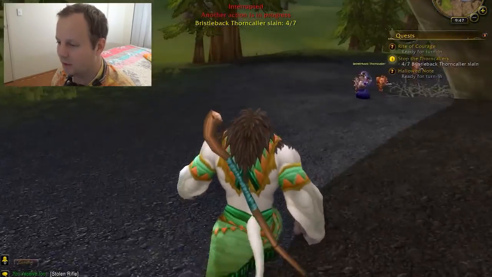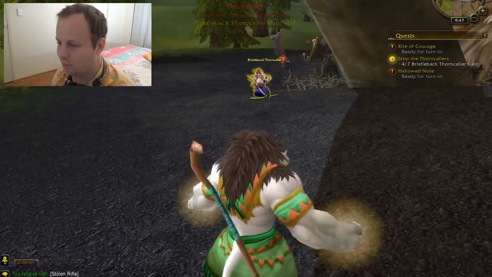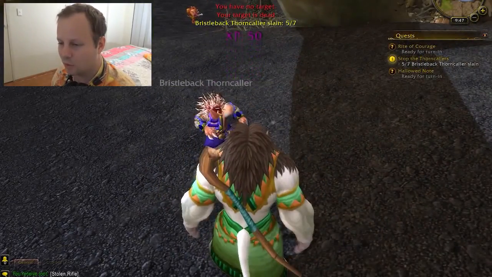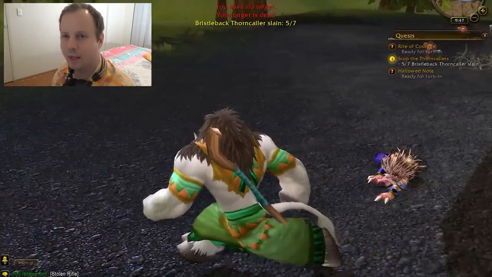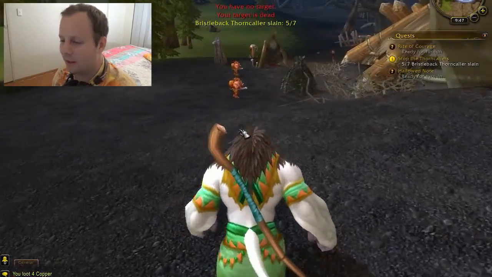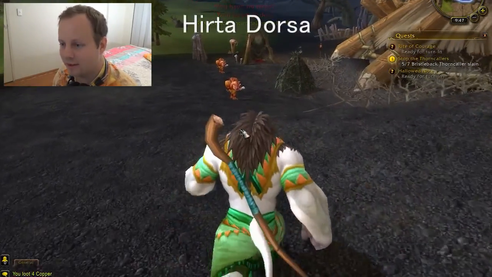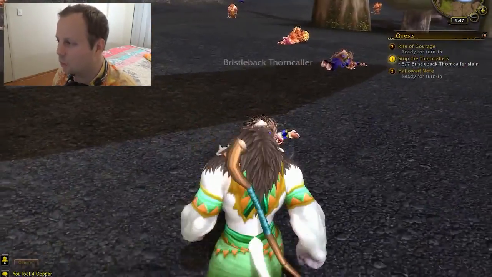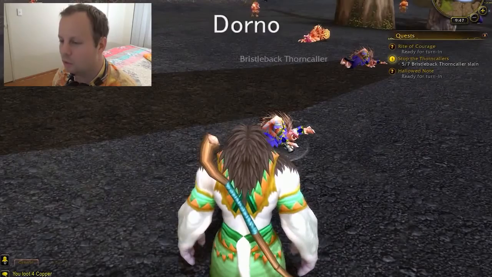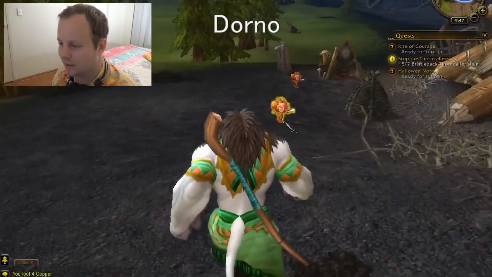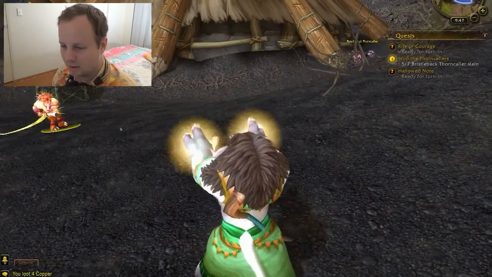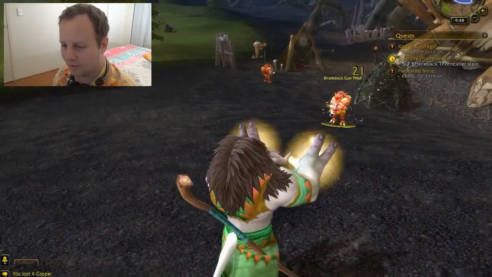So, okay, I've got to kill a few more of these dudes. You can see these guys, they're called bristleback thorn callers. Now, do you remember how to say bristleback? So that was Hirita Dorisa. So we want to learn thorn now. So the word for thorn is Dorno. Okay, so it's spelled D-O-R-N-O. Dorno. Let's just kill a couple more of these gun thieves.